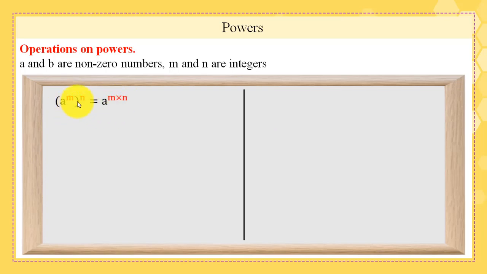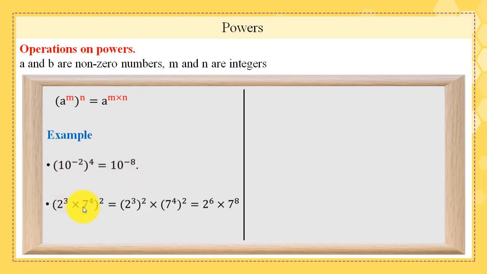If we have power to the power, then we multiply these powers. Example, (10^-2)^4 equals 10^(-2 times 4), which equals 10^-8. Also, (2^3 times 7^4) all to the power 2 equals (2^3)^2 times (7^4)^2, which equals 2^6 times 7^8.